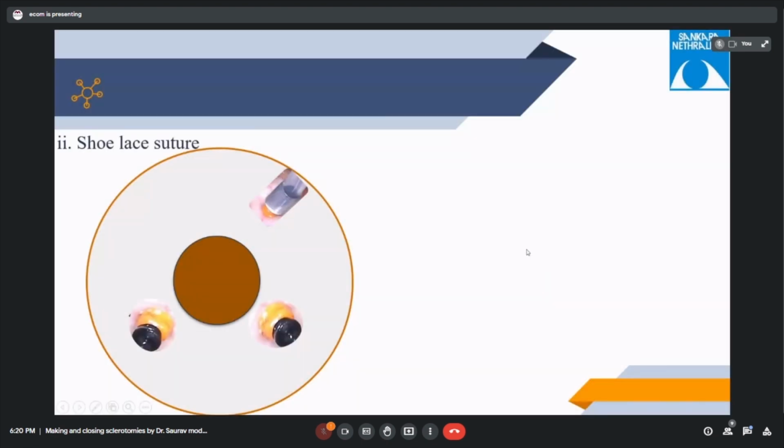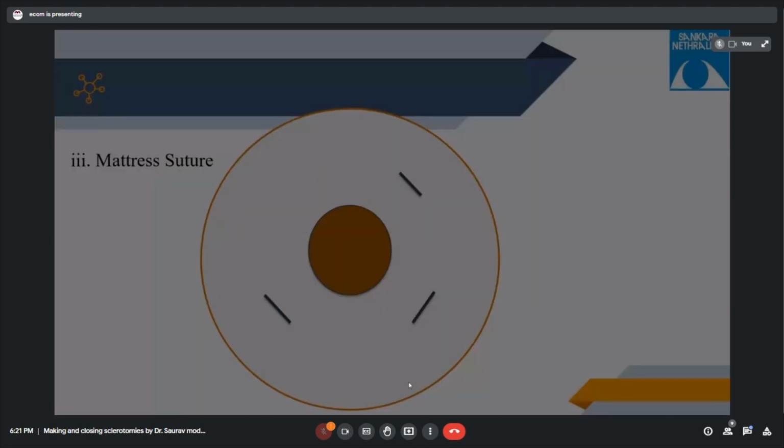Secondly, the shoelace suture, commonly preferred. A schematic diagram representing how to take a shoelace suture. Firstly, the superior sclerotomies are closed, so a partial thickness bite is taken adjacent to the cannula or wound. Then the exited needle is taken to the opposite side of the cannula, and again a partial thickness bite is taken adjacent, and then the two ends are tied, making it a shoelace or an X. Likewise, other sclerotomies are closed.